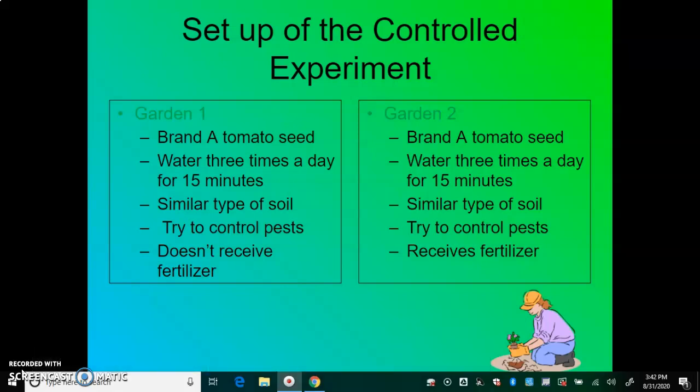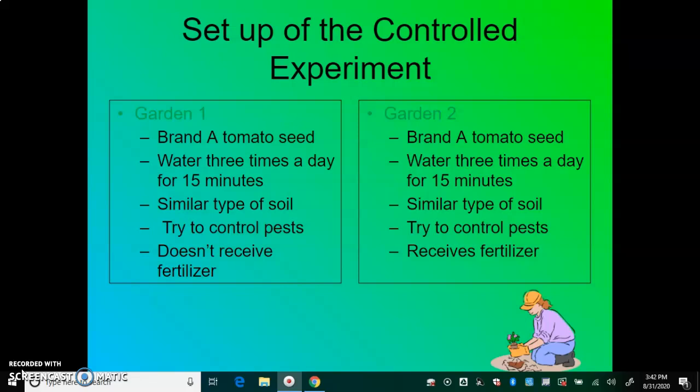So if you're just looking at the 2 gardens, you see they both have the same type of tomato seeds. They're both getting watered the same time and amount. They have a similar type of soil. They're trying to control pests, but the only difference is that garden 1 doesn't have fertilizer and garden 2 has fertilizer. So remember, you always need to have a control group, independent variable, dependent variable, and then constants in your controlled experiment. So what would be the control group? So remember, control group is the normal standard of comparison, the garden that doesn't get the change to it. So if you look, the one that doesn't get the change to it would be garden 1.